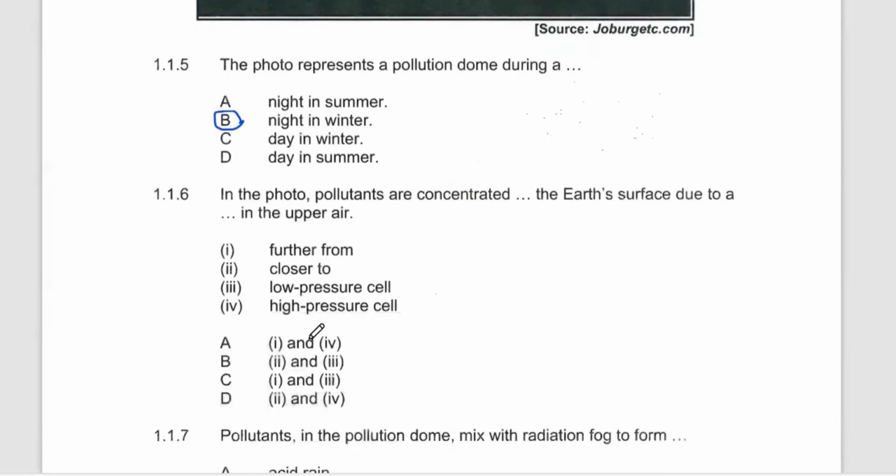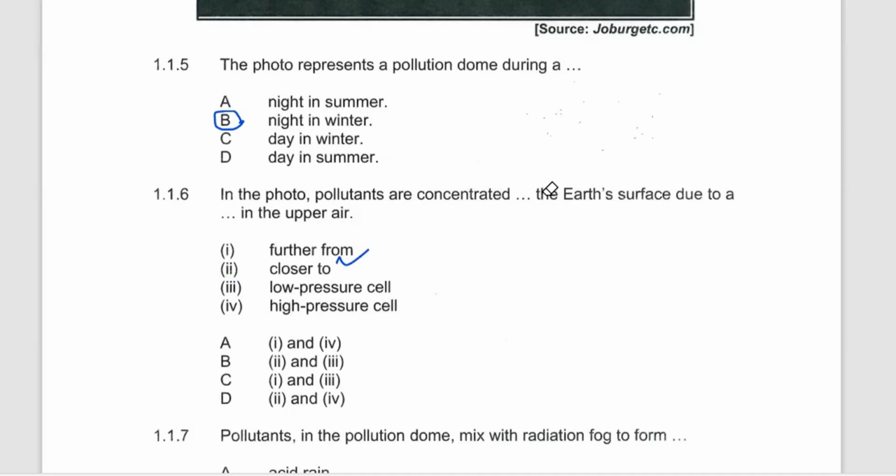Moving on to the next question, number 116. In the photo, the pollutants are concentrated dash the earth's surface due to a dash in the upper air. Why are they concentrated? Where are they concentrated? They are concentrated closer to the earth's surface. This is our response on the first part. They are closer.